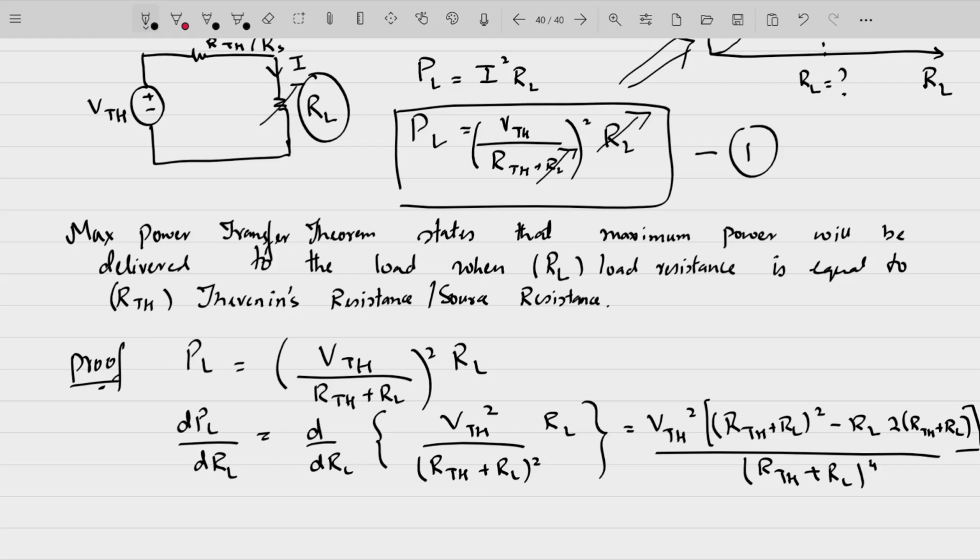So to find out the maximum power point, we have to actually differentiate this. You have already studied this in your mathematics course. To find out the minimum or maximum point, you can differentiate a curve and equate it to 0. So you have to equate dPL by dRL to 0. So this term that you have obtained here, you have to equate it to 0.